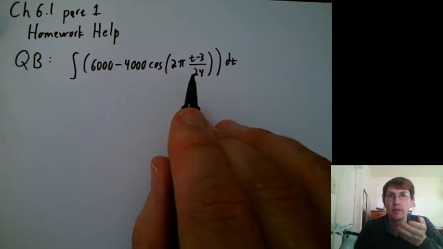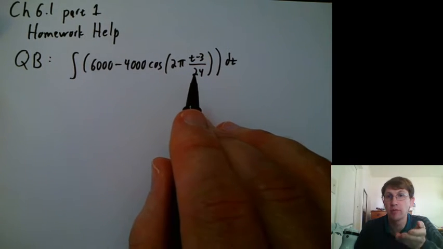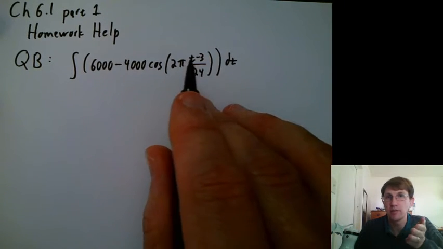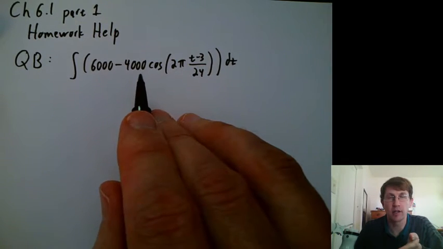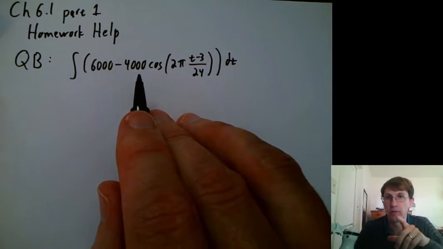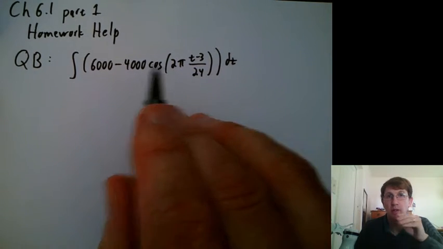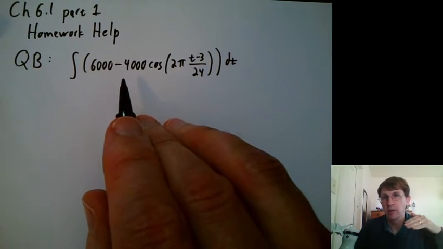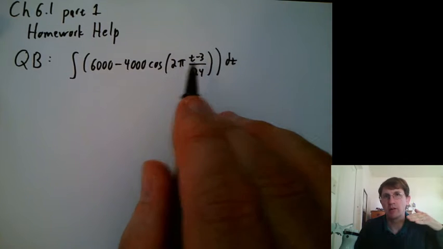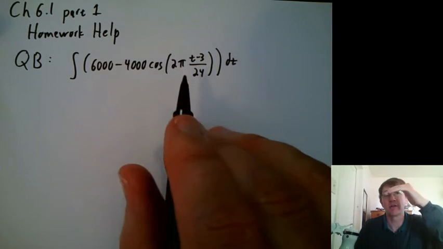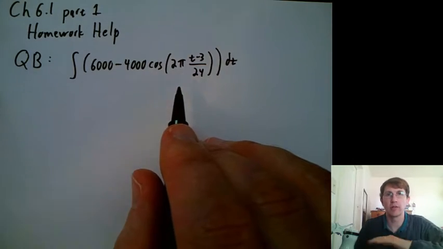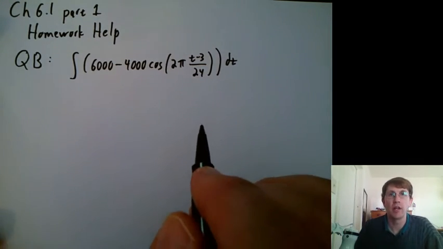So it's got a wavelength of 24 hours. And it's shifted a little bit, and it's got a center line of 6,000, and it's got an amplitude of 4,000. It's a cosine, but it's a negative cosine, so it starts low, kind of near midnight, maybe off by 3 hours, then reaches a peak during the middle of the day-ish, off by 3 hours, and then comes back low toward the end of the day, off by 3 hours.